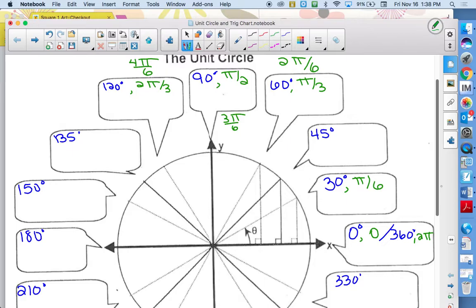135, can I take 135 divided by 30? No. But 150 would be. How many pieces of pi are we at now? About 5? Pi over 6? Because we were at 4 pi over 6, so now I'm at 5 pi over 6. So Virginia, 180 degrees is just pi, because it's 6 pi over 6, which is just pi.